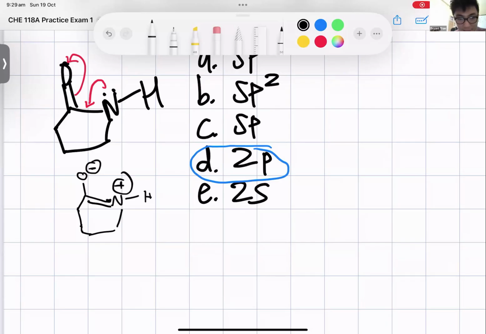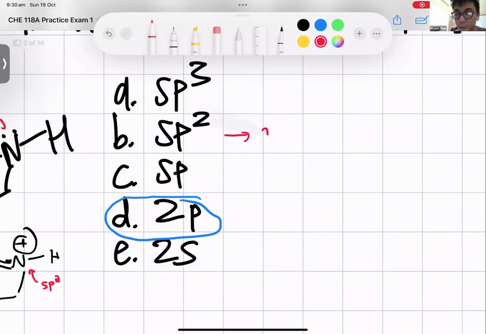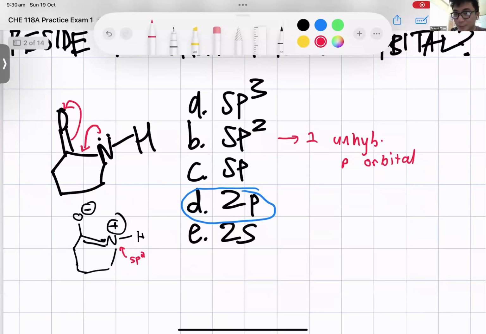sp2, yes. So now, because it has resonance like that, that nitrogen is going to be sp2 hybridized, not sp3 overall. Oh, interesting. And that's because if an atom is sp2 hybridized, how many unhybridized p orbitals would it have? 1 unhybridized p orbital. So that 1 unhybridized p orbital is the one where the lone pair of electrons on the original structure resides. So the nitrogen is sp2 hybridized, but the lone pair of electrons will be on a 2p orbital.